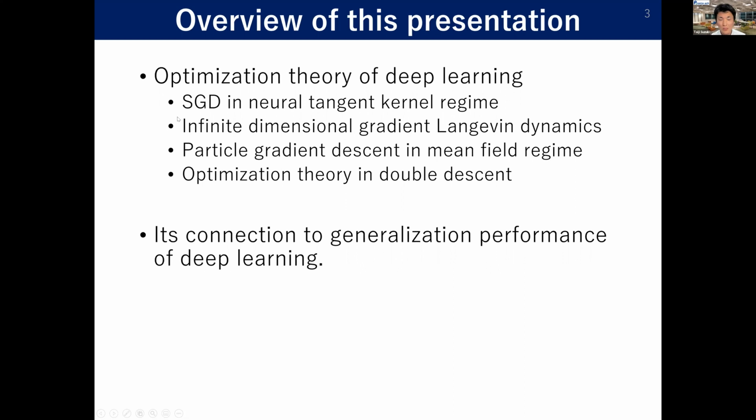The first topic is stochastic gradient descent in the neural tangent kernel regime. The next one is infinite dimensional gradient Langevin dynamics. The third one is particle gradient descent in the mean field regime. And the last one, if I have time, is about optimization theory in the double descent phenomena. Through the optimization theories, I will also mention its connection to generalization performances. In deep learning theories, it is very difficult to decouple the optimization and the generalization, so I will talk about some connection to the generalization. I hope you will find some connection between these 2 topics in my presentation.